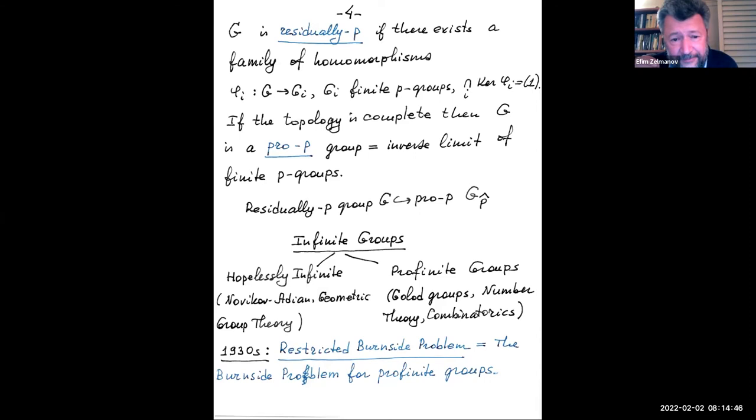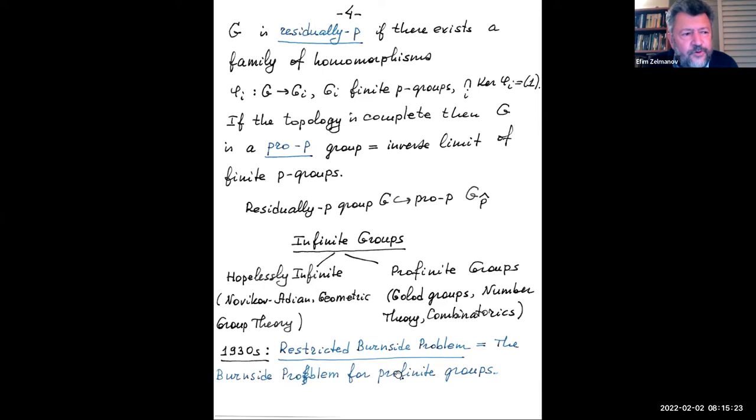Now, these two families behave differently. For example, the most clear example of that: in the 1930s, a new version of the Burnside problem was formulated. It became known as the restricted Burnside problem. It can be formulated in many ways. One of them is the very strict Burnside problem, but for residually finite groups.